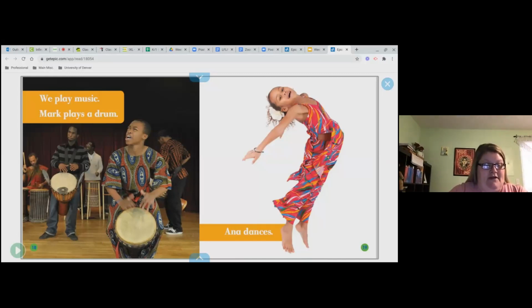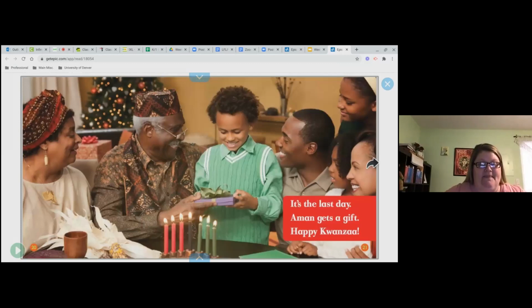What do they play over here, Roya? Drums. And what do they do over here? What's this a picture of? Dancing. There you go. And so your complete sentence is they play music and dance. Your turn. They play music and dance. Yes. I'm going to turn the page while you mute.